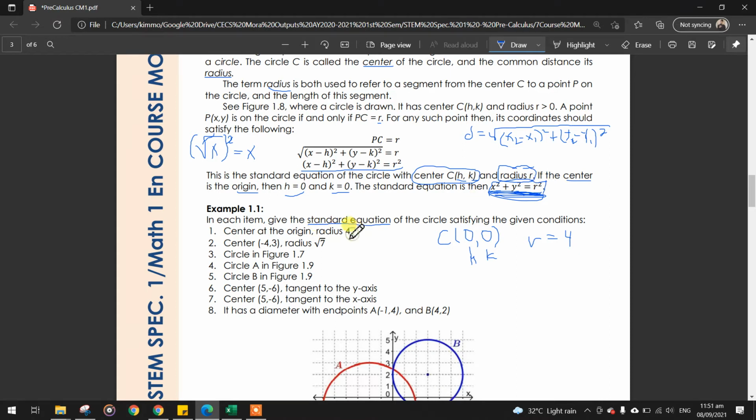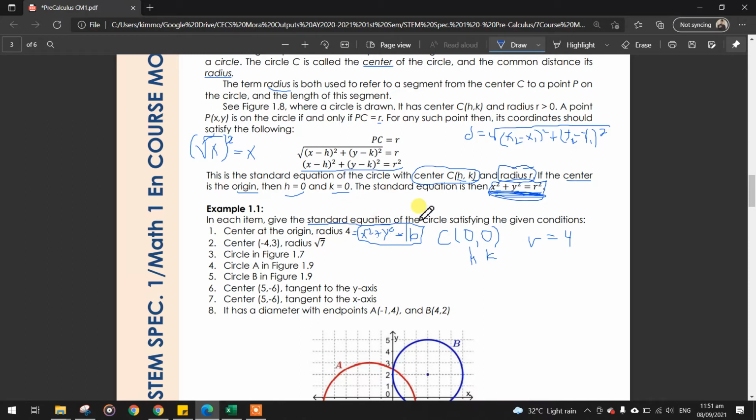So this equates to simply x squared plus y squared is equal to r squared. So r is equal to 4 and 4 squared is equal to 16. So that is our standard equation. So the standard equation for number 1 is x squared plus y squared is equal to 16.